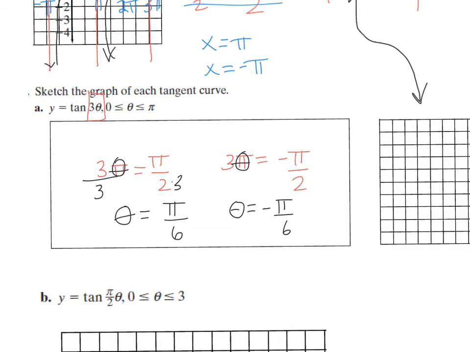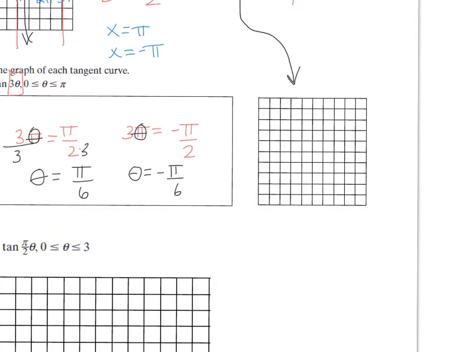So I'm going to go over here and plot up and down. We'll let this be pi over 6. And I actually should have gone all the way up to pi, so I'm going to erase that. So this will be pi over 6, 2 pi over 6, which is pi over 3, 3 pi over 6, which would be pi over 2, 4 pi over 6, which would be 2 pi over 3.